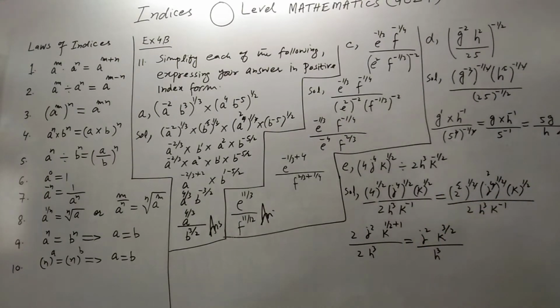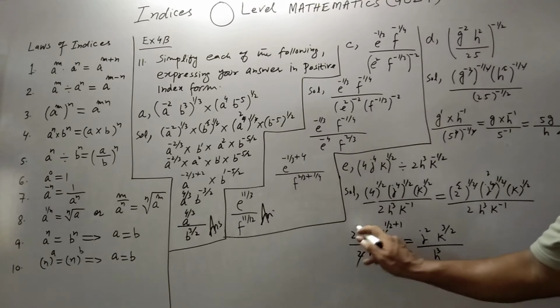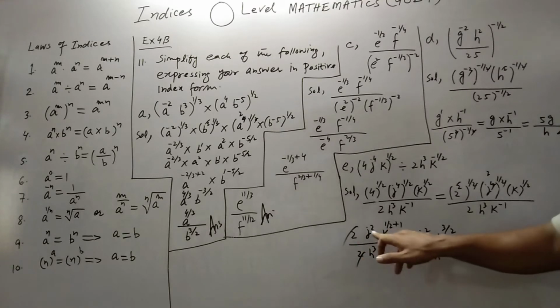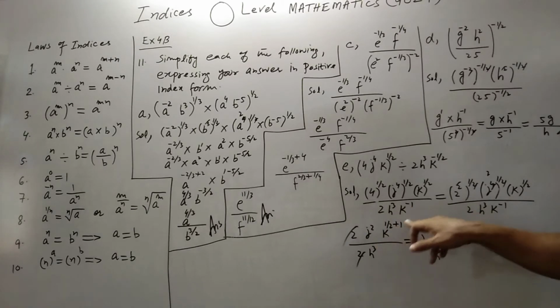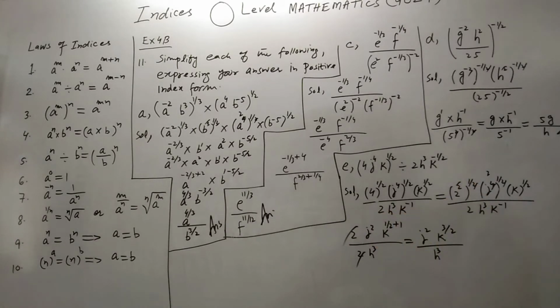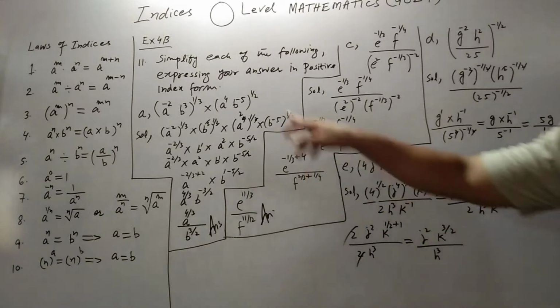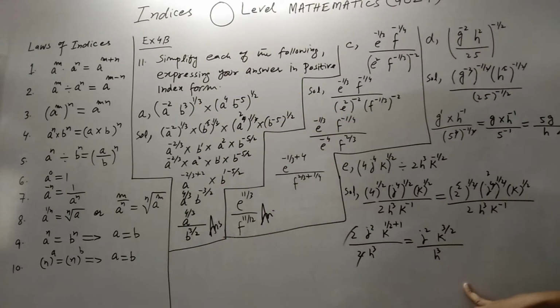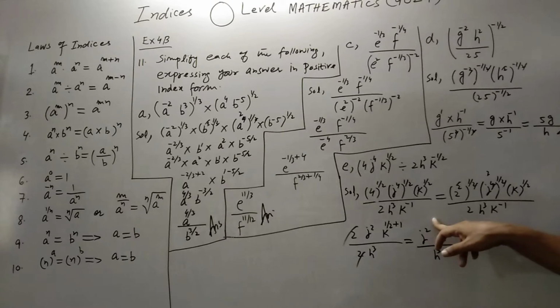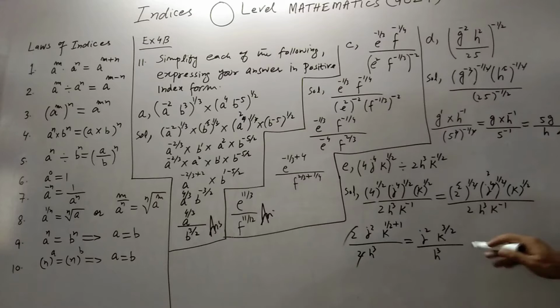Okay. The next step is, we can cancel this 2 by 2. What is remaining? J square. K to the power half plus 1. 2 ones are 2 plus 1. Half plus 1 is 3 upon 2 and upon h cube. What is our requirement? We have to give the answer in positive index form. And see, all terms are in positive index. J positive 2, K positive 3 upon 2 and H positive 3. So this is our final answer.